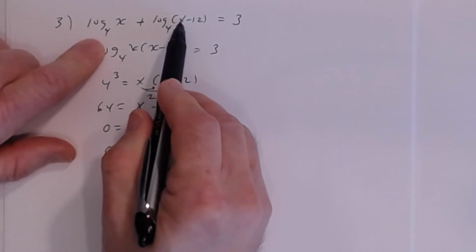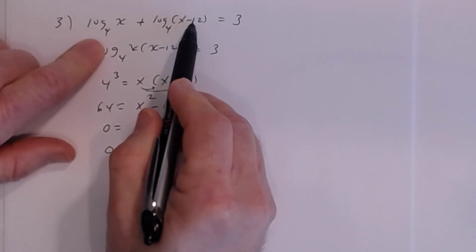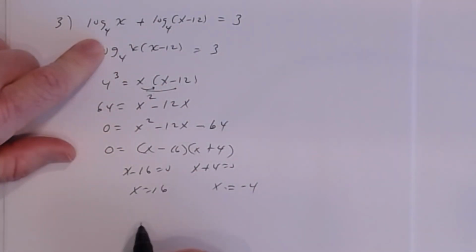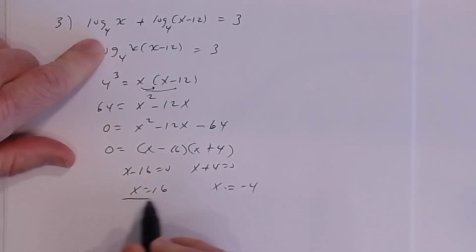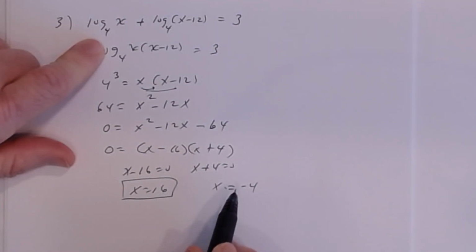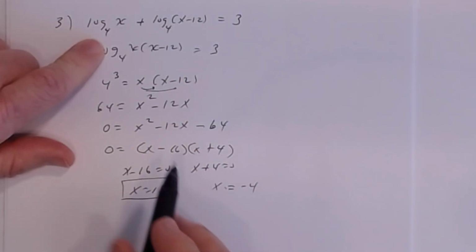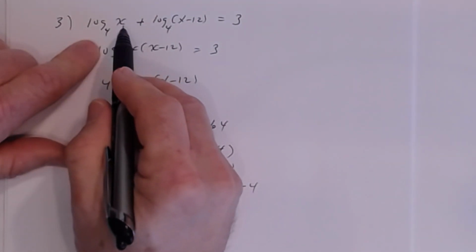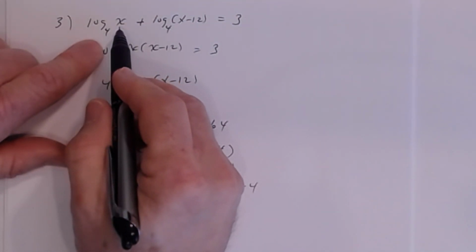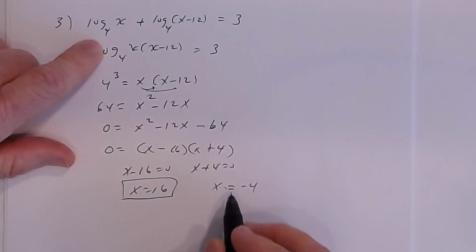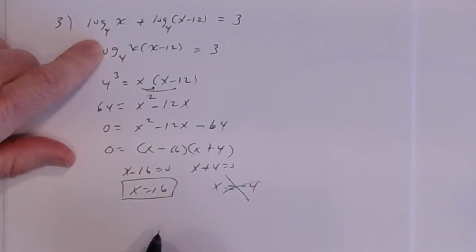When I substitute 16, what's 16 minus 12? Well, that's 4. That's positive. So we're good. So if I did this work correct, then 16 works. Negative 4, though. Let's look at negative 4. The log of negative 4. Well, I cannot take the log of a negative number, so right away I know this is not going to work. So I'll cross it out.